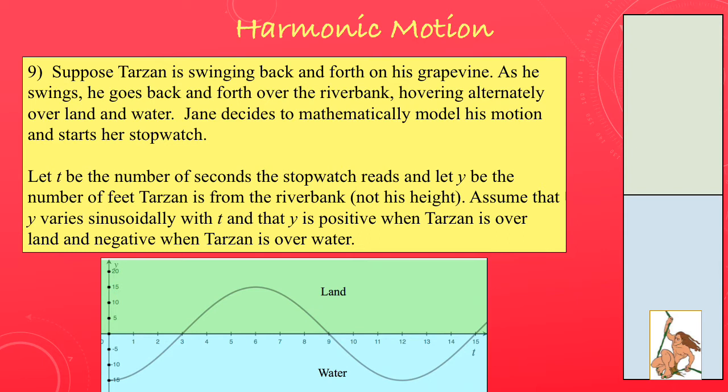For instance, at t equals 0, he is 15 feet over water. At t equals 3, he appears to be crossing the riverbank, and at t equals 6, he appears to be the furthest out over land, which is 15 feet. So we are looking at his position relative to the riverbank with respect to time.